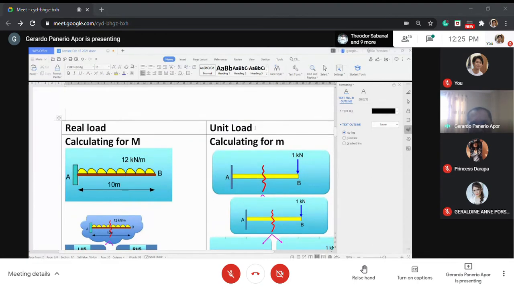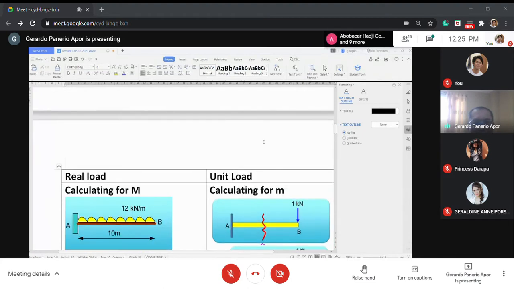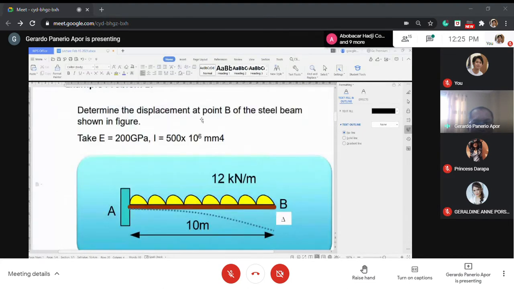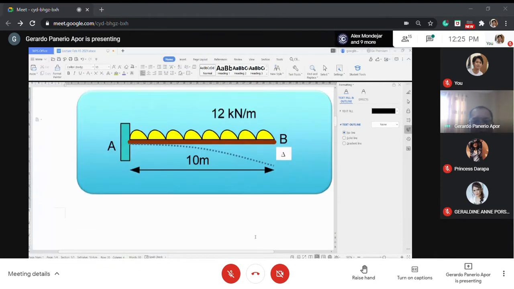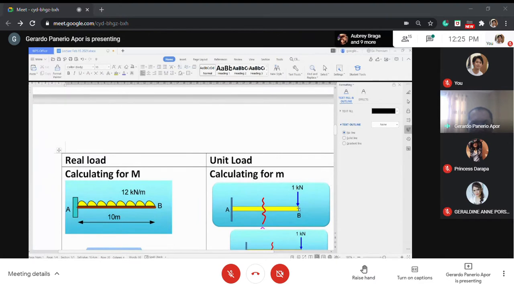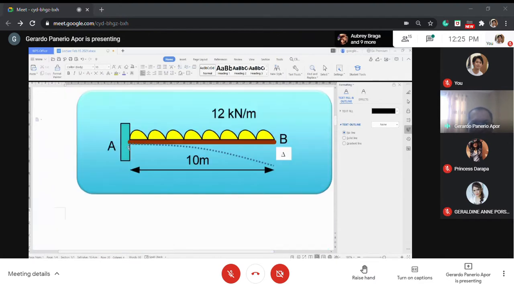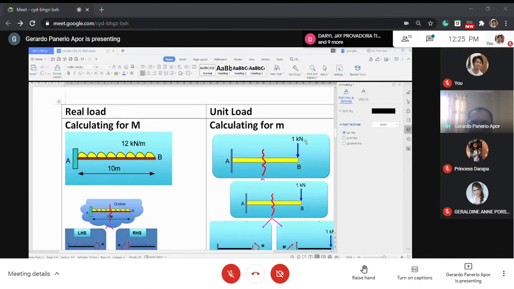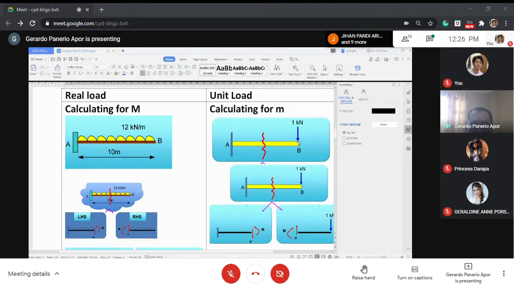Now, question, where am I going to apply the unit load? It says here, determine the displacement at point B. So I apply it at point B. Since I assumed already a downward deflection because the load is going down, my unit load is acting downward. Unit load at B, acting downward. So this is now my load.